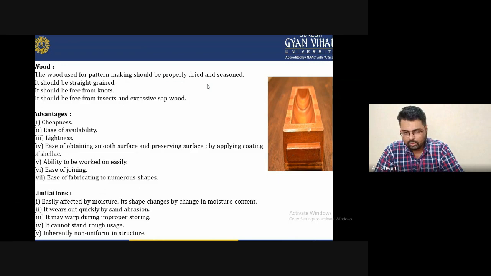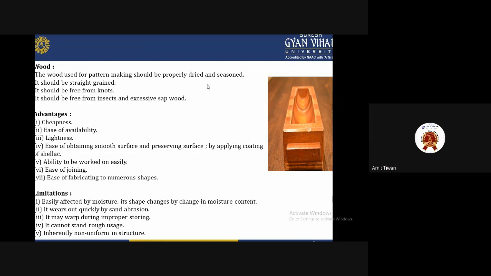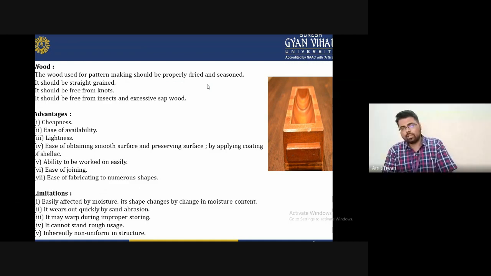Inherently, we can say it has a non-uniform structure, and we face problems because of that. Whenever you make a pattern in a moist zone, it will be affected by the moisture, and the pattern will increase or decrease in size as swelling occurs on the surface of the wood, so it will destroy your whole product. So to prevent this, you must keep this in mind whenever you take a wooden pattern in construction.